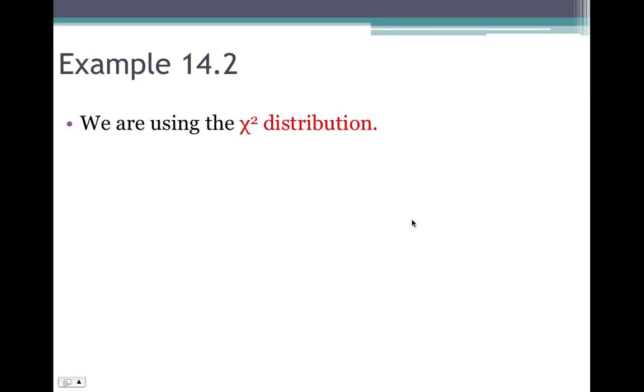When asked for the distribution, what distribution are you using? You're going to state the chi-square distribution.